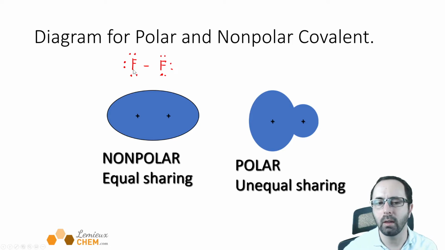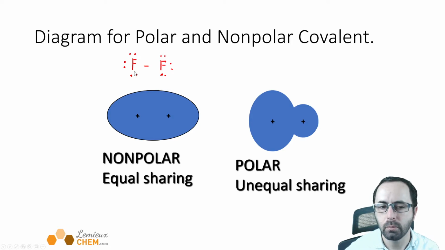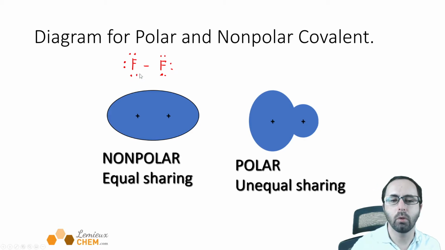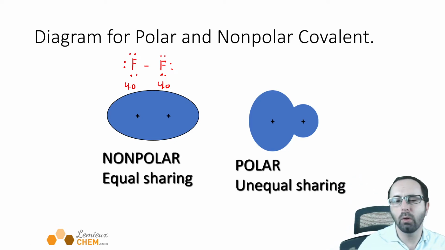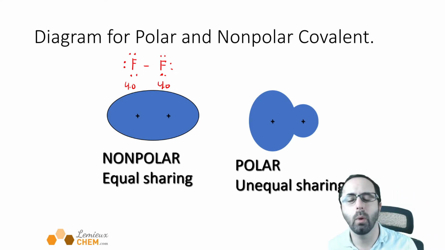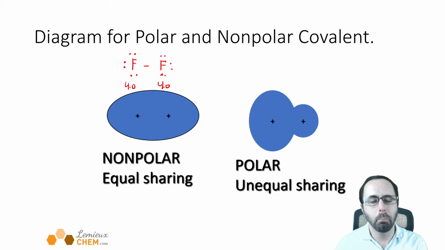The electronegativity is 4.0 for this fluorine here, and 4.0 for this fluorine. And so neither of the fluorines can pull the electrons away from the other, even though they both pull very, very hard on electrons. Because each one pulls just as hard, it's like a tug-of-war.